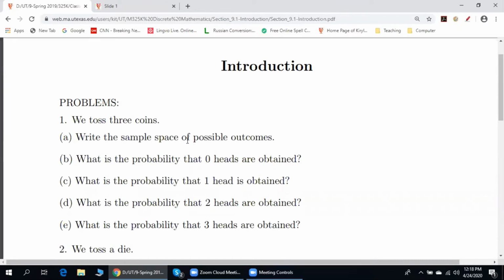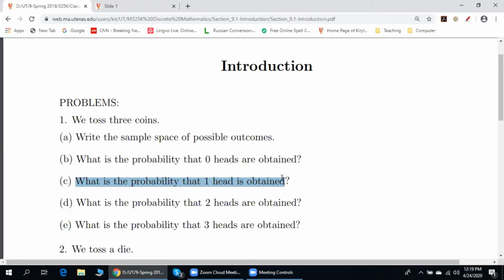Next, what is the probability that 0 heads are obtained? Anybody? Is it 1/8? Why is that? Because of all the outcomes, only one has no heads, and that's tails, tails, tails. Exactly. So this event consists of just one element, T, T, T. So the top of our fraction is 1. The bottom of our fraction is the number of elements in the sample space, which is 8, so 1/8. Perfect.